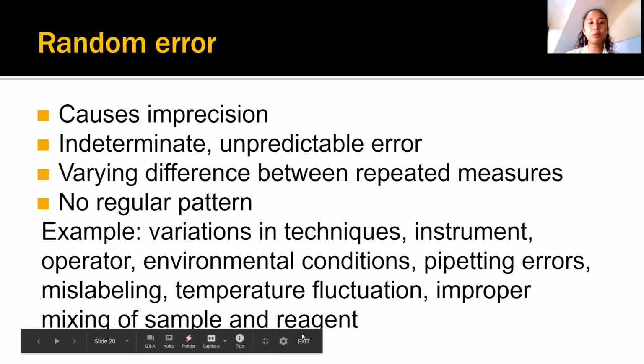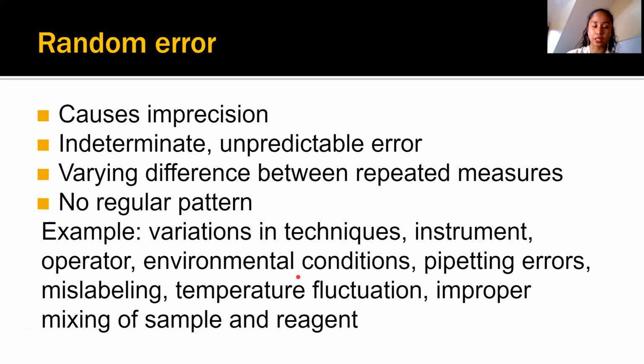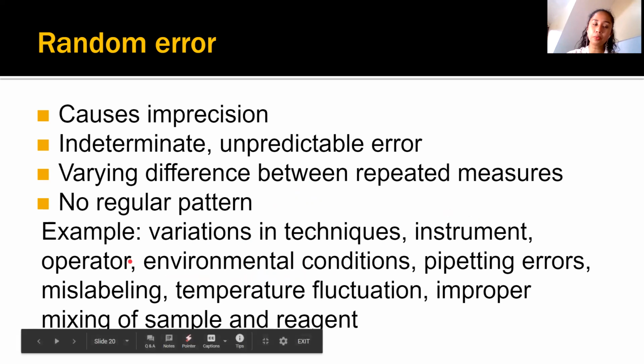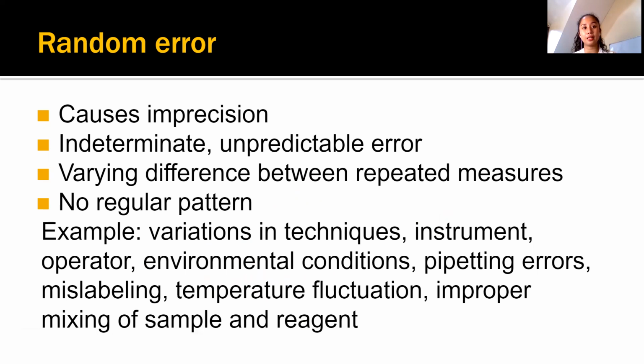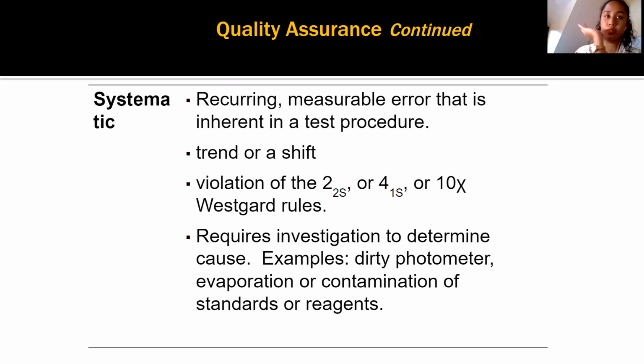Pero itong mga randomly na nangyari, yan. Ito, temperature fluctuation, biglaan na. Yan, yung biglaan, hindi yung slow. Improper mixing of sample and reagent. So class, these are random errors. Kung hindi masyadong okay yung pag-prepare ng reagent or sample nung araw na yon, pero okay naman nung ibang araw, random error yun. Okay. Now we have systematic error.